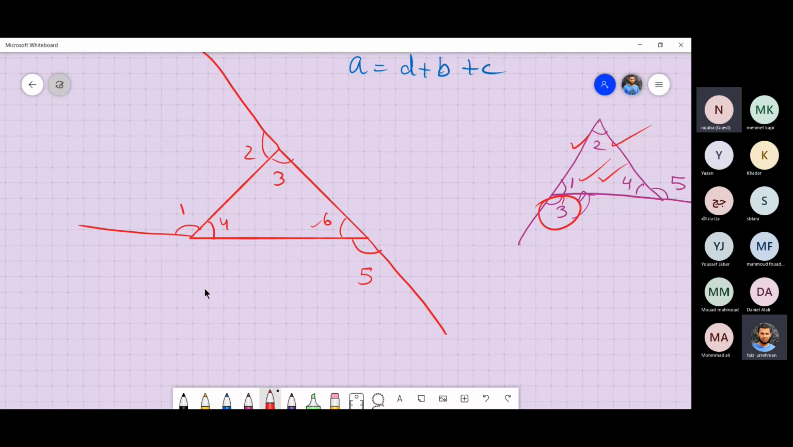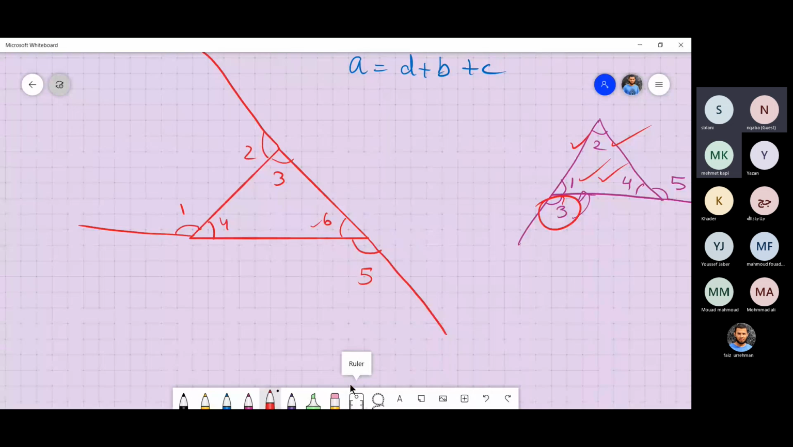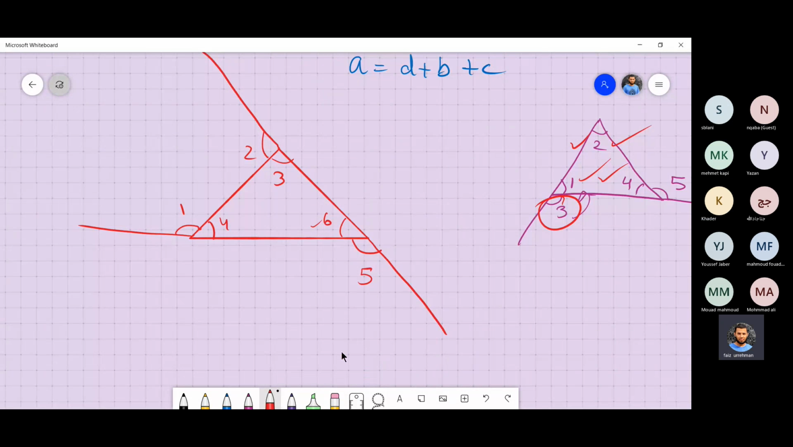What is the exterior of 3? 2. What is the exterior for 4? 1. Yes. What is the exterior for 6? 5 only. Okay. What is the interior for 2? Only 3.